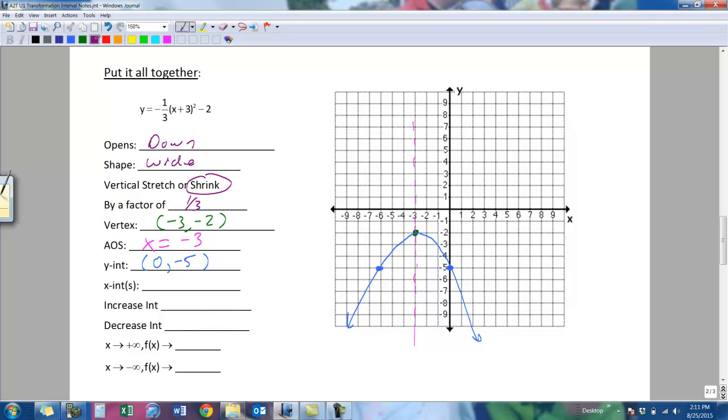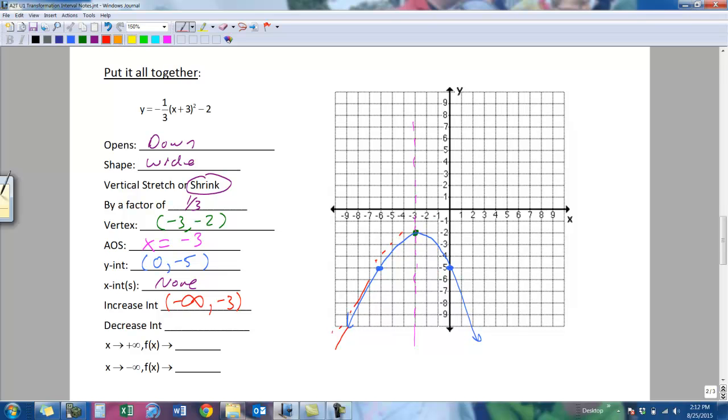X-intercepts, as you can see, there are none. It never crosses the x-axis, so there's none. Now let's talk about the increasing interval. This is a new thing. As we go from left to right on this graph, the graph is increasing, isn't it? From negative infinity, this goes down forever. As we go from left to right, from negative infinity all the way up till -3, this is increasing. This graph is going up.